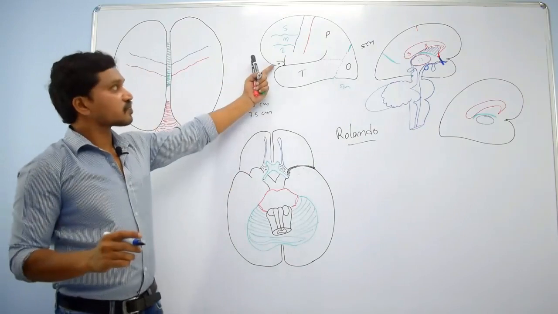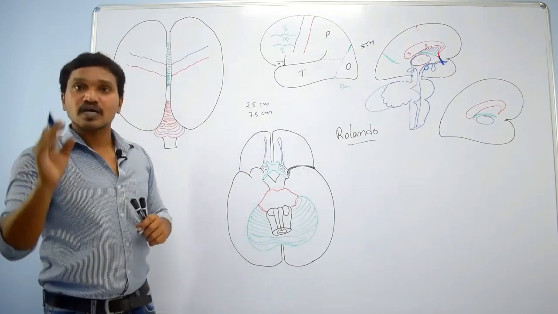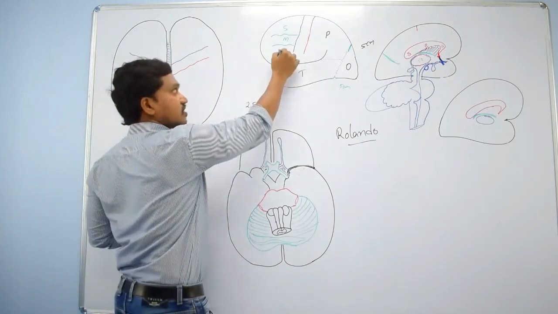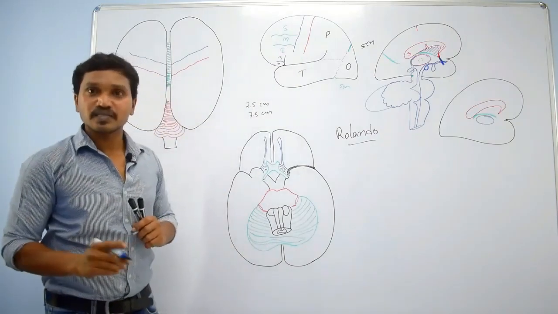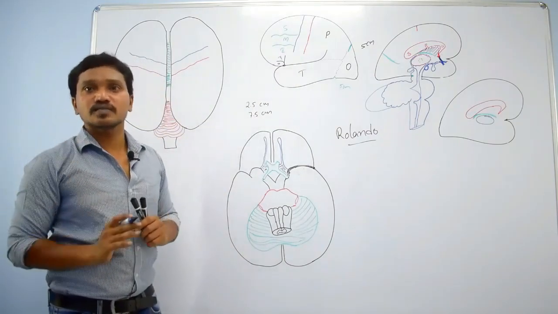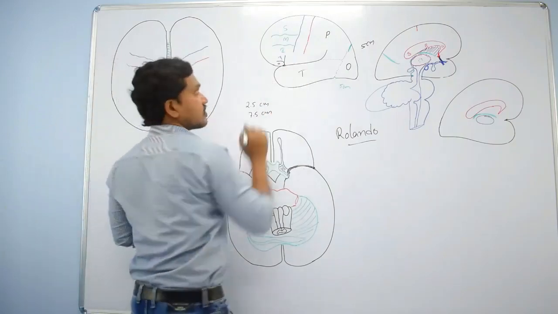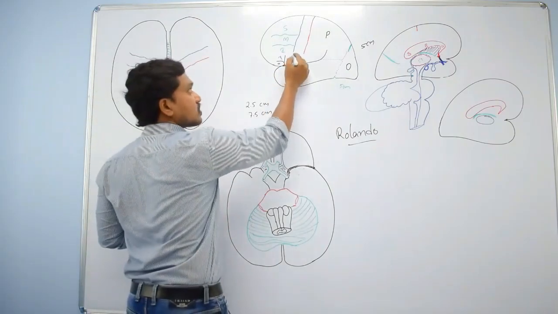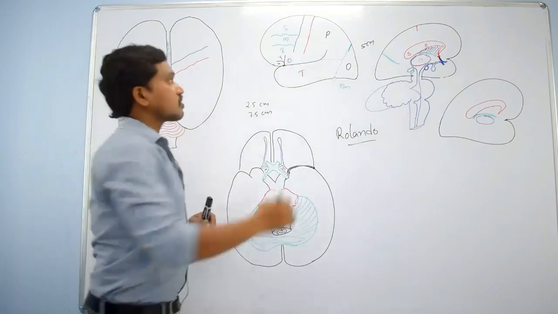So this area is in relation with the orbital surface. That's what this area what we call, pars means part, pars orbitalis. And here triangular area is there. This triangular area what we are calling pars triangularis. Then behind this there will be one more area. This is pars opercularis.